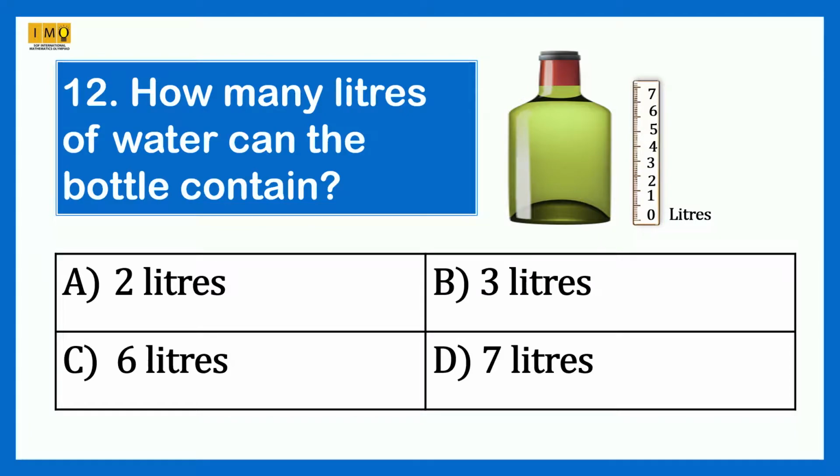How many liters of water can the bottle contain? We can see from the picture that the bottle can contain up to 7 liters. Therefore the answer is option D, 7 liters.